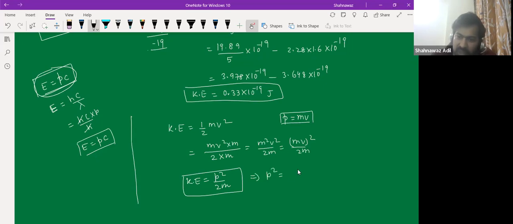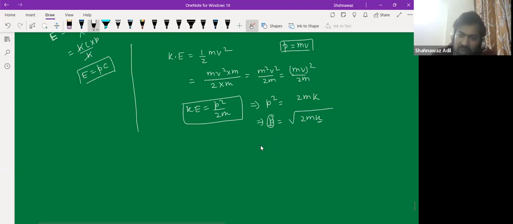Momentum would be root 2mk, so this is the momentum, and this is the momentum and kinetic energy relation. Now we can write the de Broglie wavelength. Lambda is h by p, so p would be h by lambda.